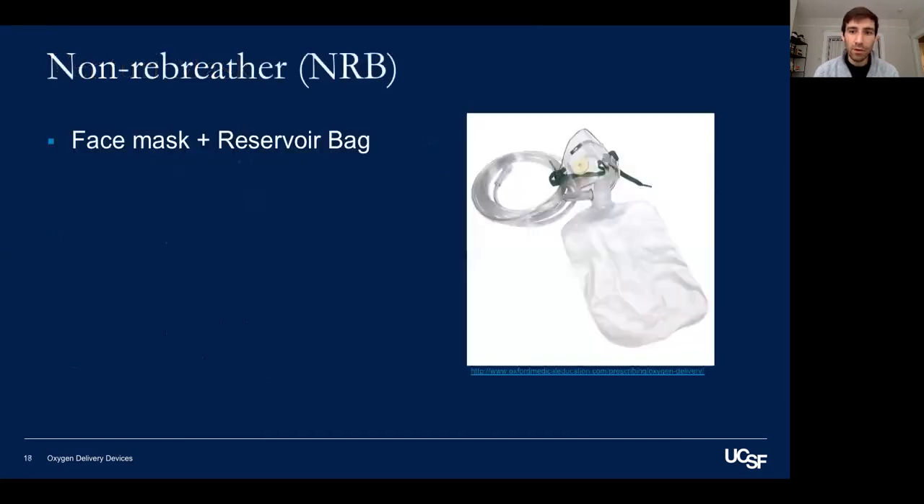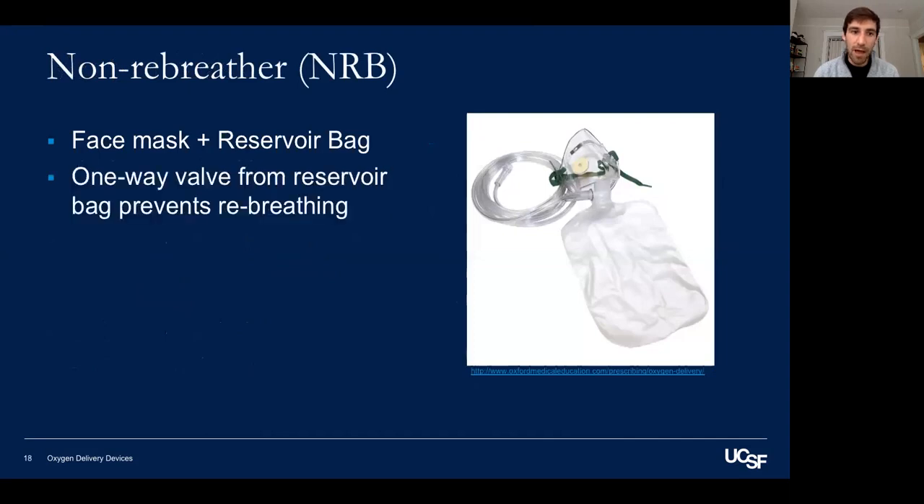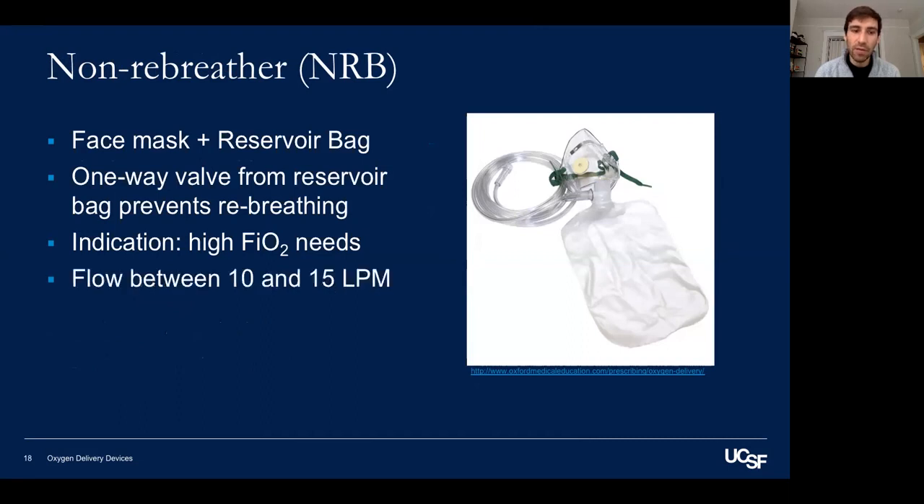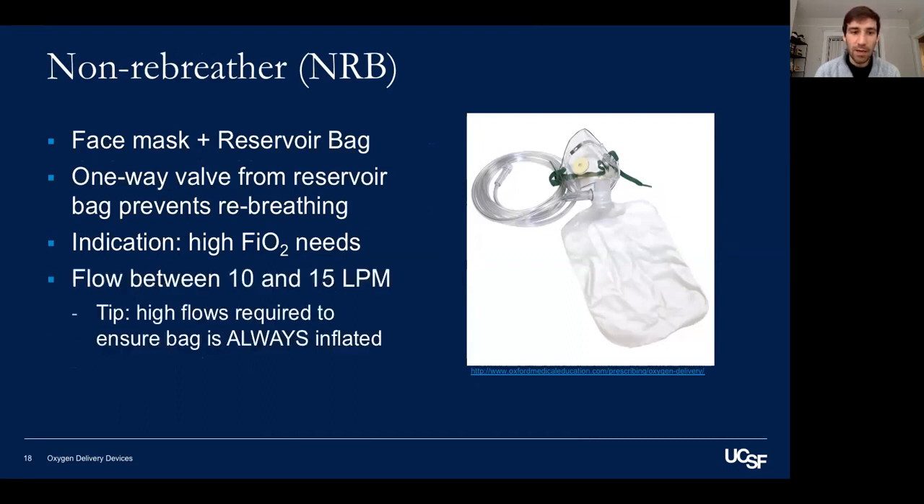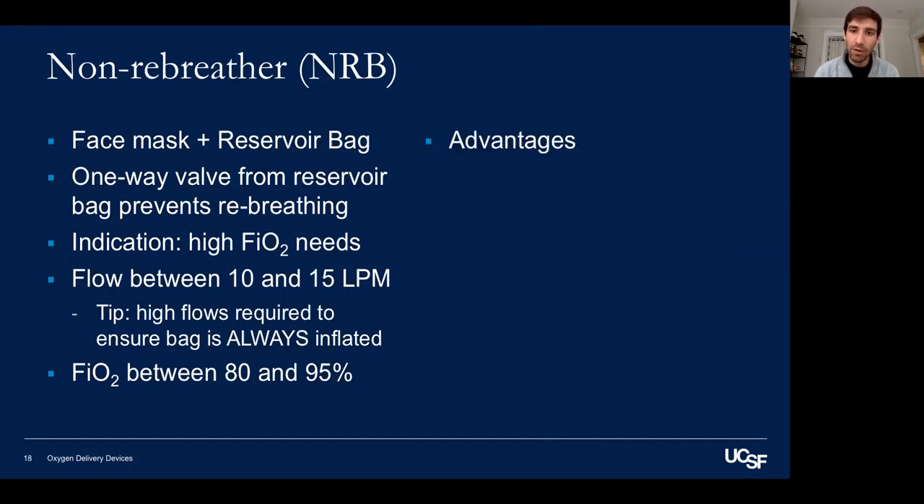A non-rebreather, shown here, is a face mask with a reservoir bag. There's a one-way valve to prevent rebreathing through the reservoir bag. And then indications here is often rescue hypoxemia and high FiO2 needs. The flows are generally between 10 and 15 liters per minute, and the high flows are needed to maintain patency of the bag and make sure that it's inflated at all times. FiO2 ranges between 80 and 95%, and so we see it's a fairly high FiO2 delivery.